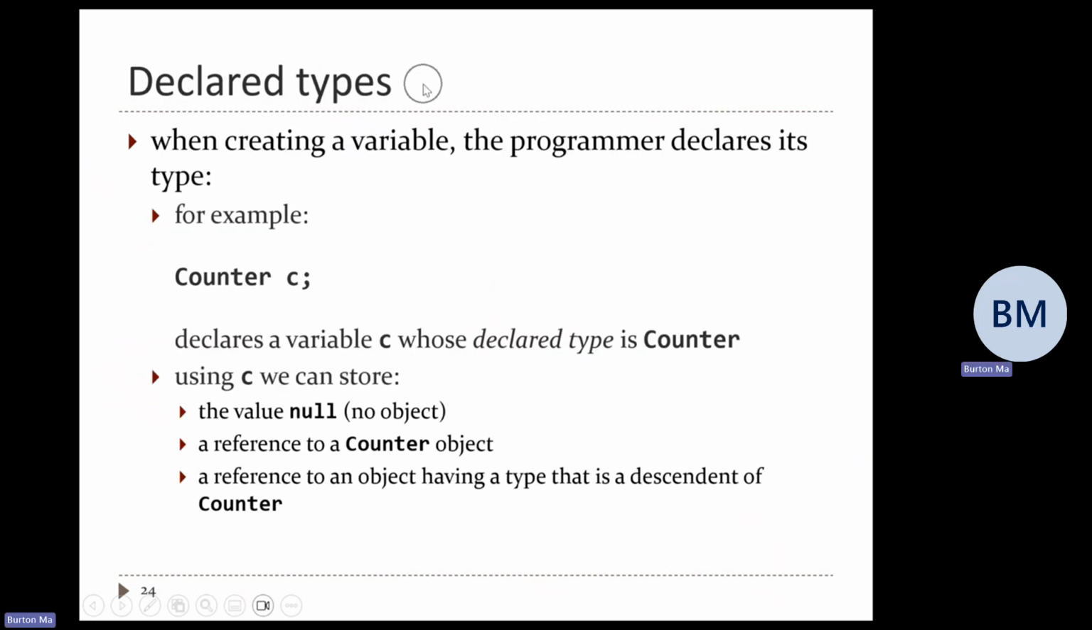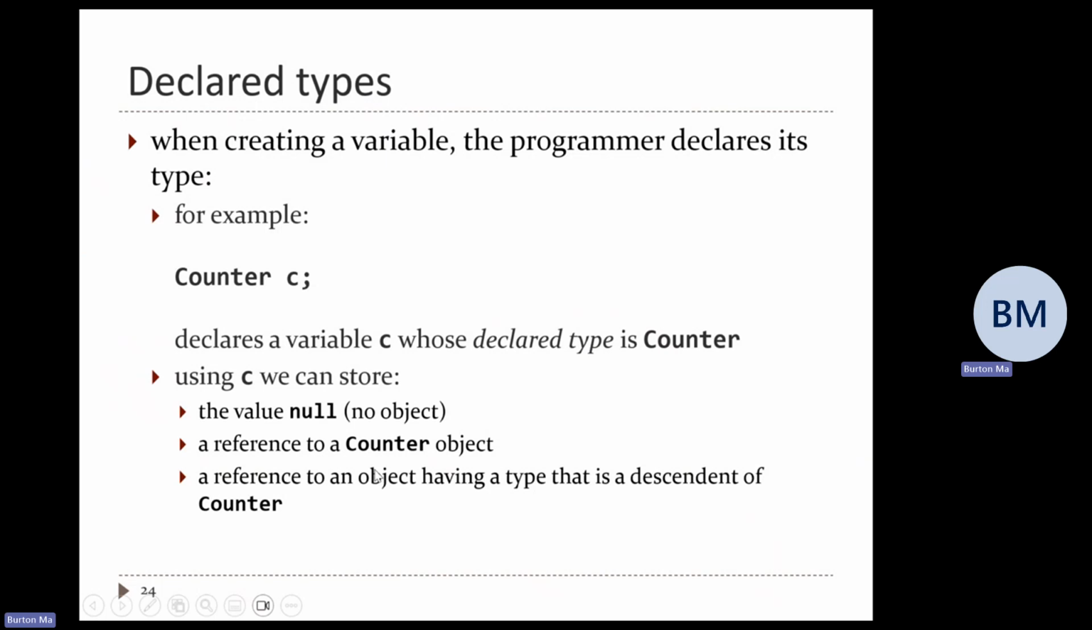Okay, so there are 2 general kinds of types that you are concerned about in an object-oriented programming language. There is the declared type. When you make a variable, that's the type that you say the variable has. So when I write Counter c, I'm saying the declared type of c is Counter. What can I do with c? I can store the value null in c if I want to. Remember, null means no object.